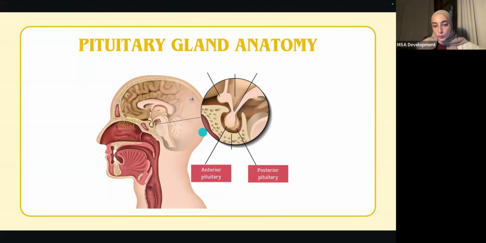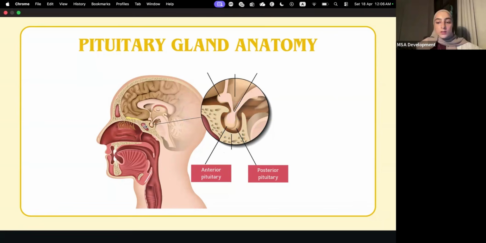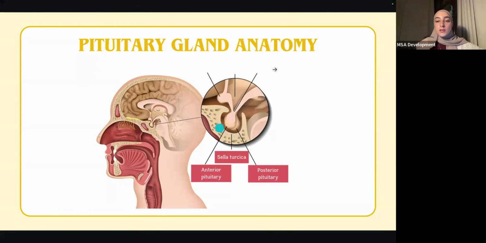It's in the sphenoid bone, which has an indentation specifically to fit this gland, and this indentation is called the sella. This indentation is part of the sphenoid bone, and it has a sinus. This is called the sphenoid sinus. This infundibulum connects the hypothalamus to the posterior pituitary. It's part of the pituitary gland, but it connects the hypothalamus, which is right here, to the posterior pituitary.